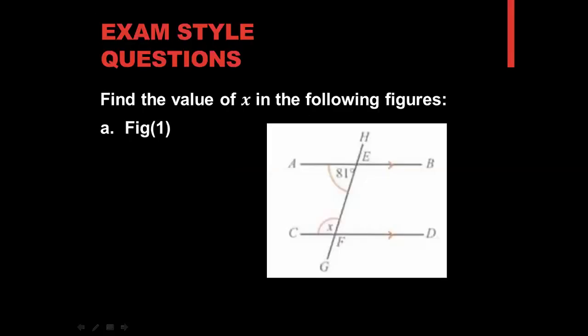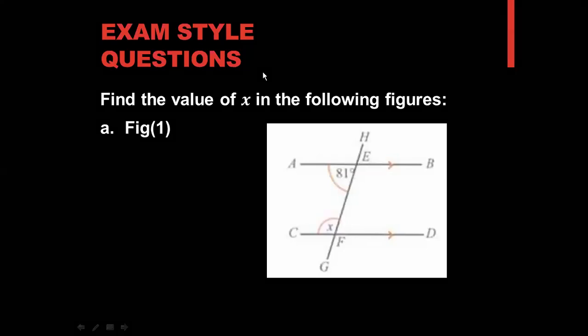يلا نبدأ بسرعة. The first concept it's about the parallelism. I have two parallel lines. AB is parallel to CD and HG is a transversal. إن شاء الله في الكورس هندرس مع بعض the concept of the two parallel lines and the relationship between the two angles in the parallel line.